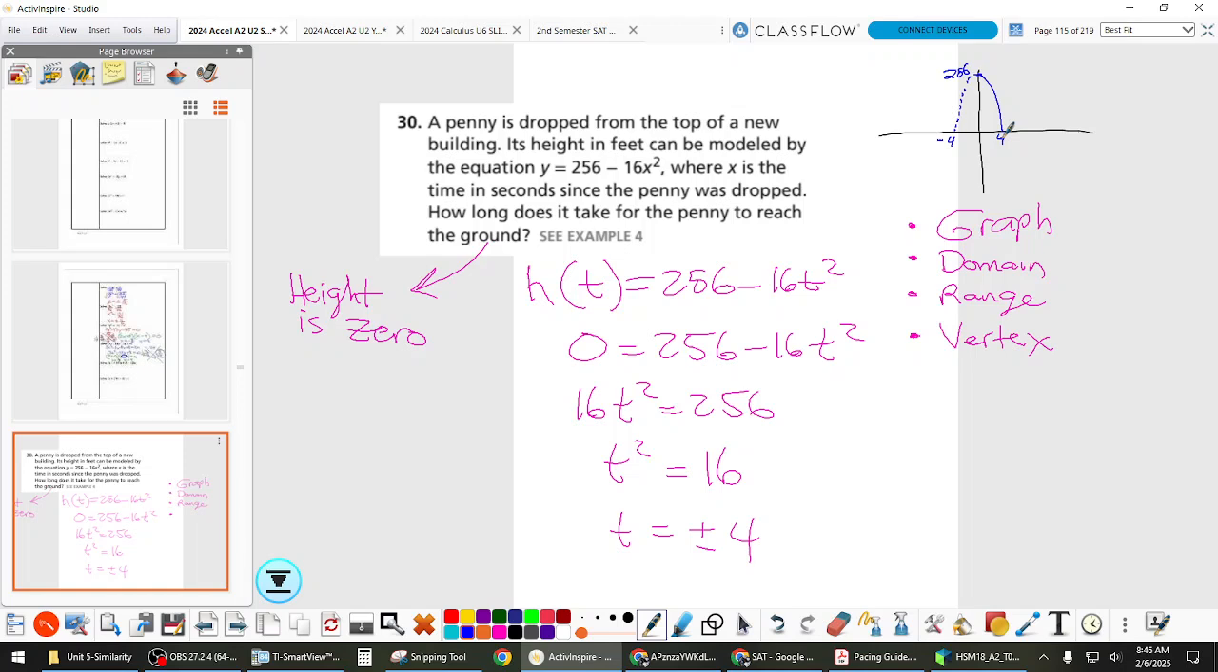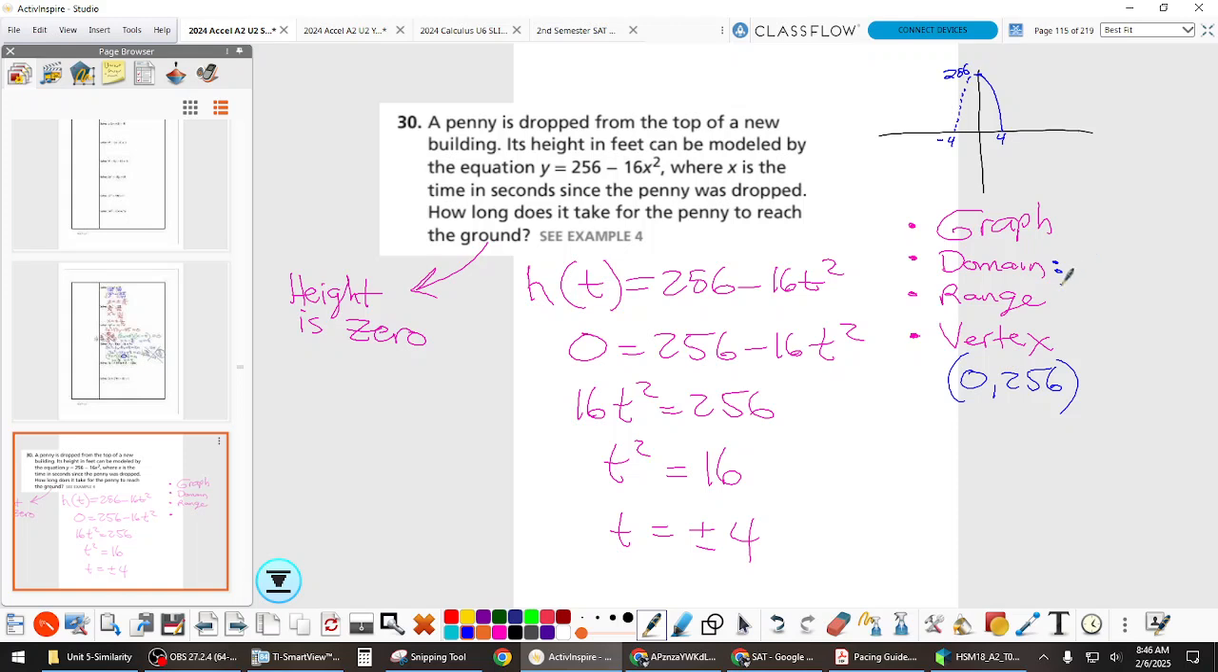Because we're starting at 256. Okay, the vertex then is at (0, 256). That one was easy because b is 0. Right? No bx term means b is 0. If you plug 0 into this, you get 256. That's a quick solve. Are you guys with me? Okay. Domain, what's the domain?